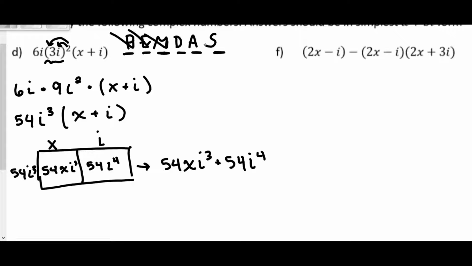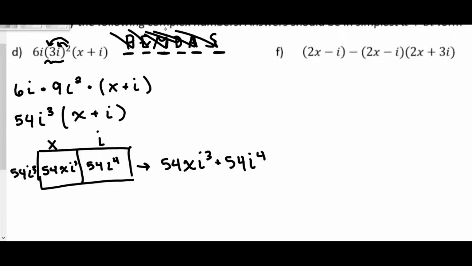Took care of the multiplication. There's no division. There's no addition. This addition right here, we can't combine because they're not like terms. In order for us to be able to combine them, they would have to have matching i exponents, so i cubed and i cubed, and they'd also have to both have x's. And there's no subtraction. So we're done. We're at the end.